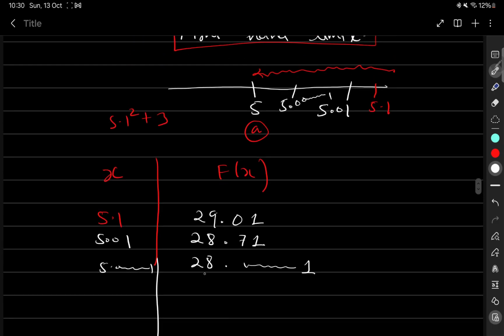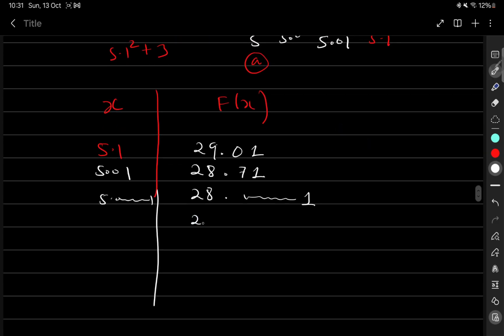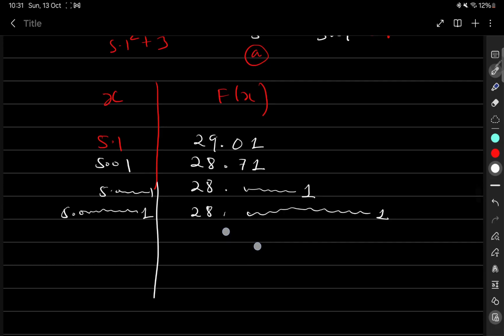Okay, I will not get 28, because 28 is possible only at 5. At 5 we would get 25 plus 3 equal to 28, but we are approaching towards 5, we can't take 5. We take values very close to 5 but never 5, so it will never become 28 but it will approach towards 28, whatever the 5.00001 value we are taking.